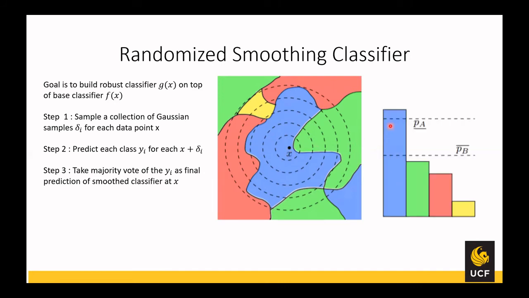And by plotting the histogram of the votes, we can get a good histogram like this. And the authors show mathematically that the higher the difference between the winner class, that is A here, and the non-winner classes, the higher is the provable robustness of this data point X. So here we are not talking about the robustness of the network, but we are talking about the robustness of the data point itself.